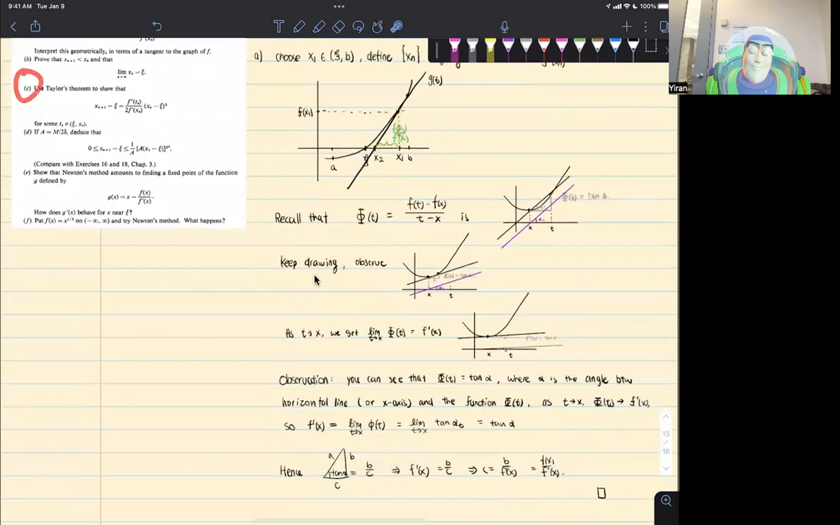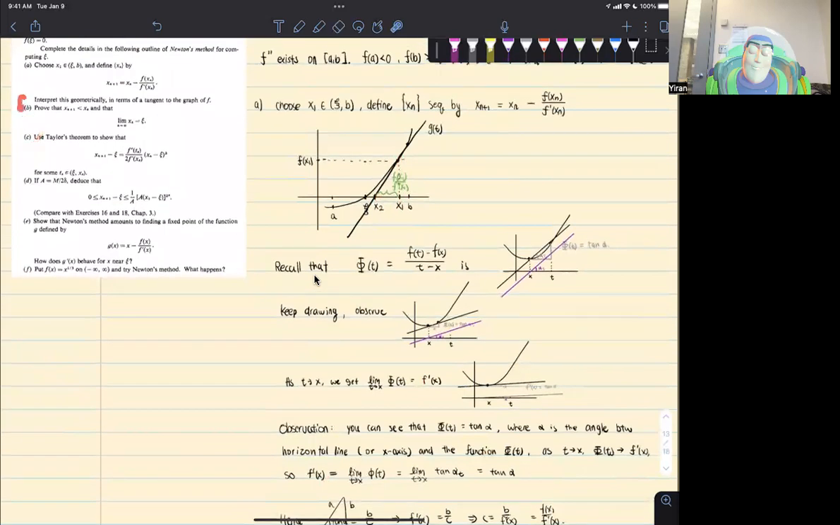So for part B, showing this, I would say part B is a little bit complicated. I need some patience to.